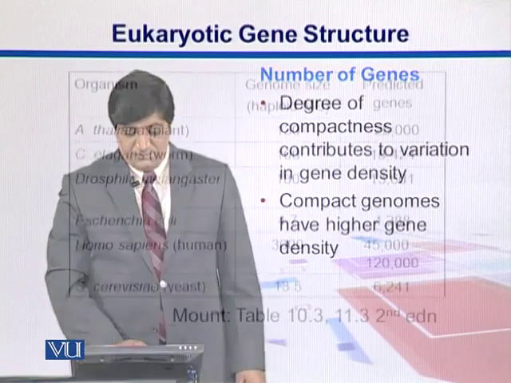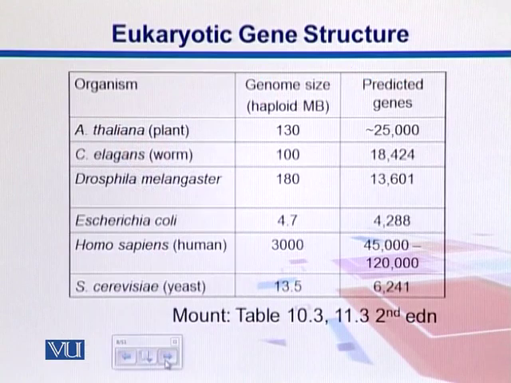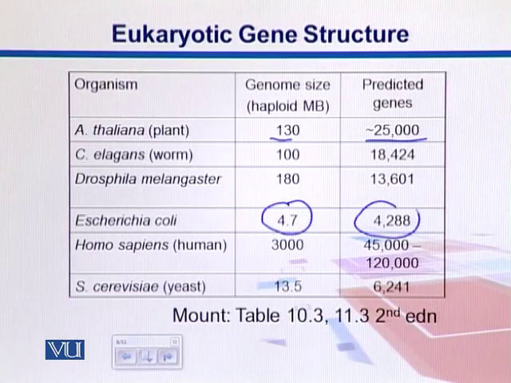We can look into this table right here. Here we have different genomes, mostly eukaryotes, and we see that the size of the genome in Arabidopsis is 130 MB, and the number of genes is approximately 25,000. E. coli, one prokaryote bacteria, is here. Genome size is 4.7, and there are over 4,000 genes. In humans, the genome size is 3,000 MB. MB here is not megabytes, it's megabase pairs.